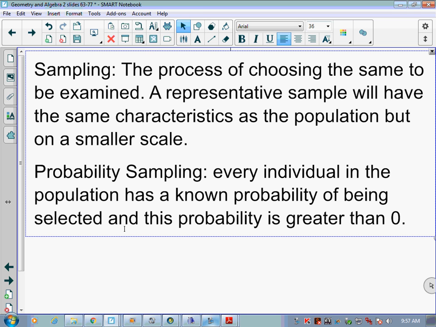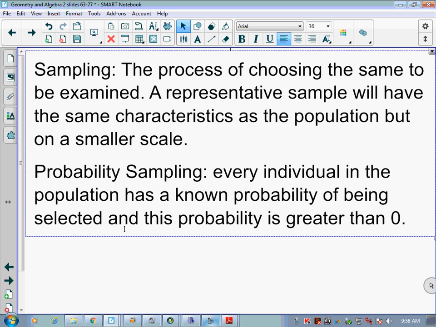Probability sampling. Every individual in the population has a known probability of being selected, and this probability is greater than 0. Which means if I want to know something about the entire high school, then everybody in the high school has a certain probability of being selected. It's a known probability. If you're in here and you're a girl, there is a specific probability by which I might pick you to answer a question, right?